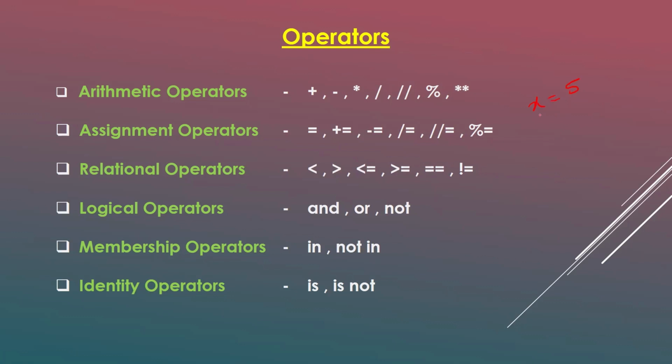In order to perform operations on values and variables, let's take an example: x = 5. What does this mean? Here, we are storing 5 in the variable using an operator called equal to. This equal to, we will call it an assignment operator.